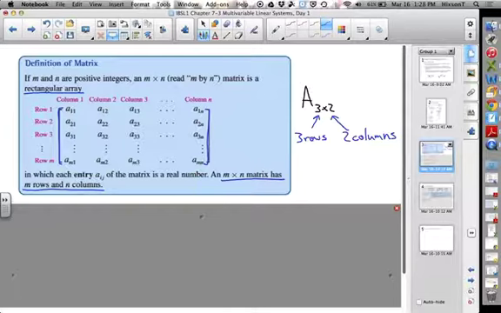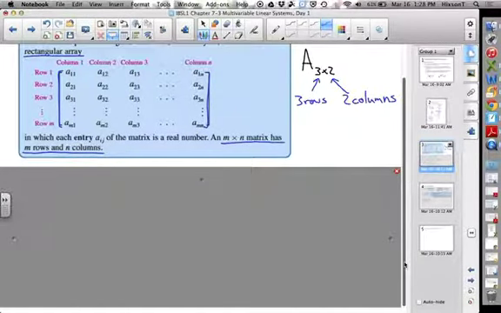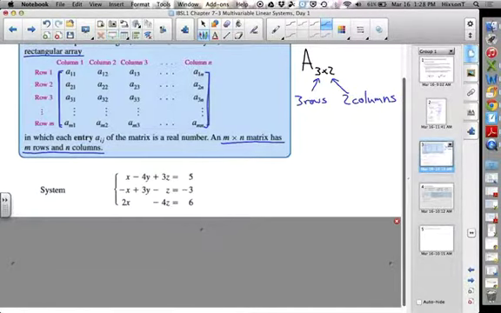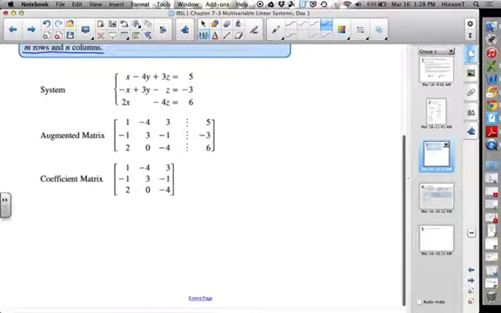So this is what a matrix is. It's just an arrangement of numbers. Now, let's talk about a couple of matrices that we're going to use that relate to a system of equations. Here's a system of equations. There are two different matrices that we could deal with, and I would like you to know these terms. Here's the system with our x's, y's, and z's all written out.